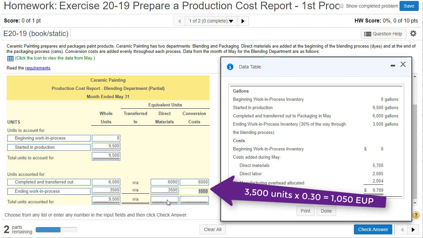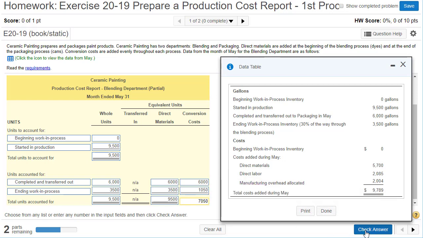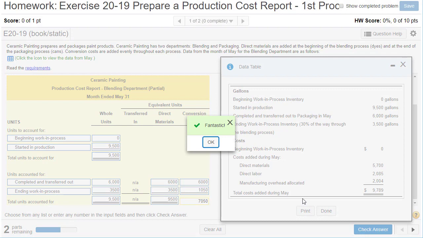And then for the total units to count for, we just add these two numbers. You get 9,500, 7,050. So this is part one of this problem. We will continue this problem in another video.